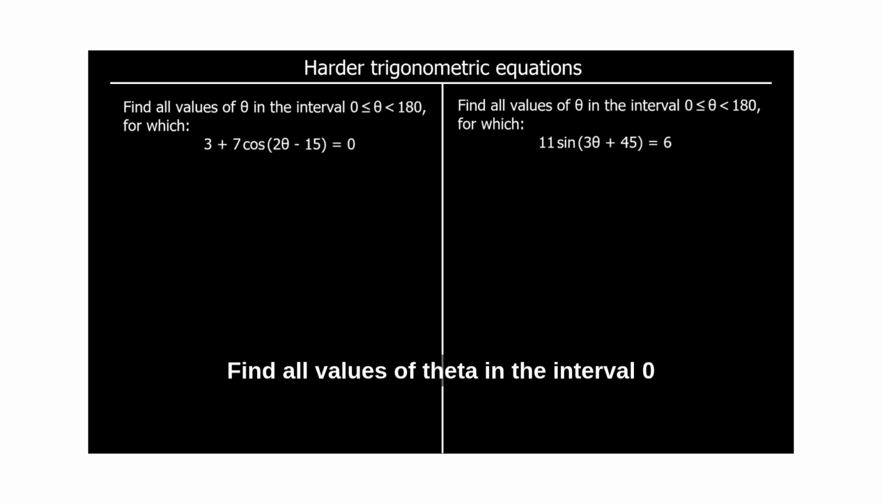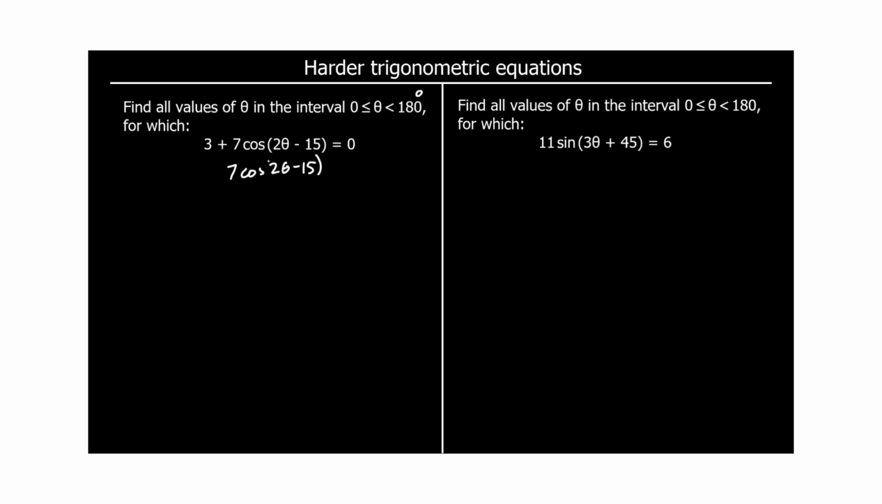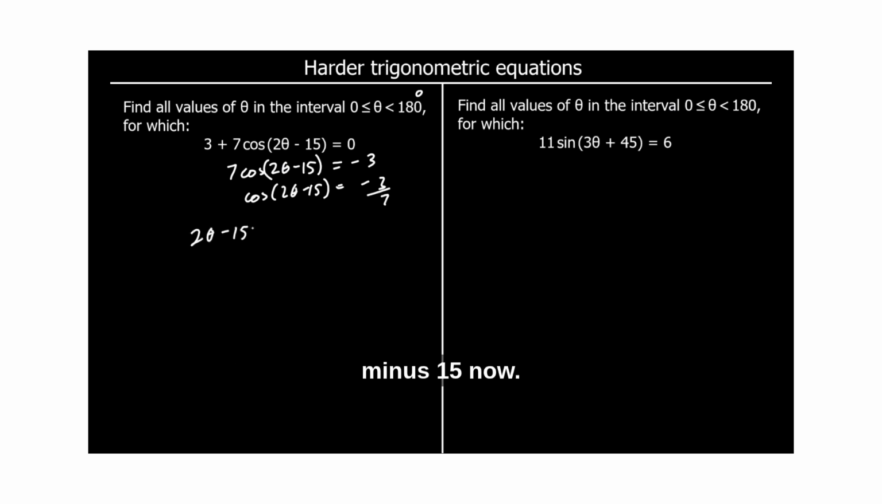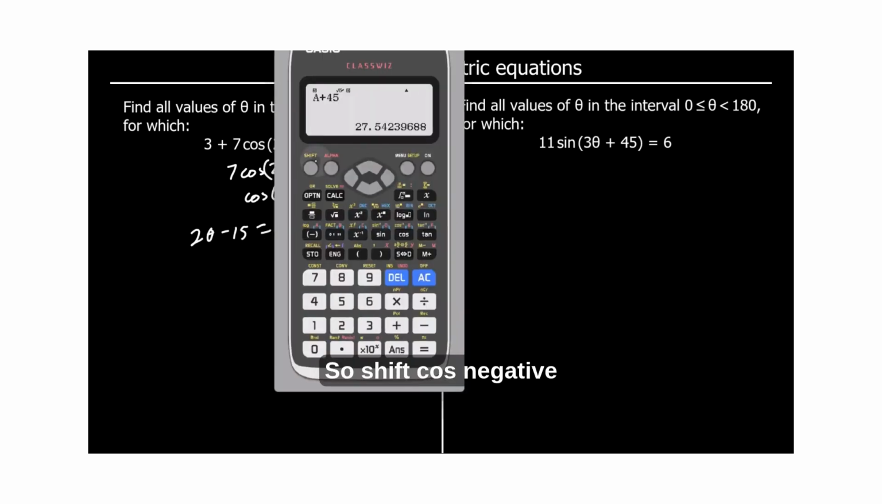Find all values of theta in the interval 0 to 180 degrees this time, for which 3 plus 7 cos (2 theta minus 15) equals 0. So let's take 3 away from both sides. Divide both sides by 7. And then we're just going to get all the answers for 2 theta minus 15 now. So shift cos of negative 3/7, 115.4.